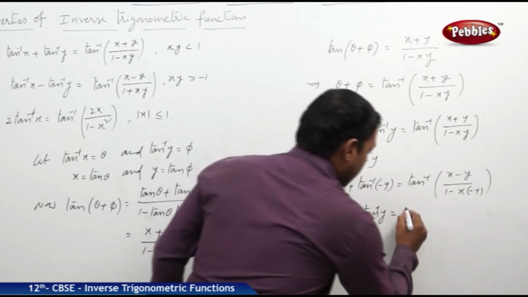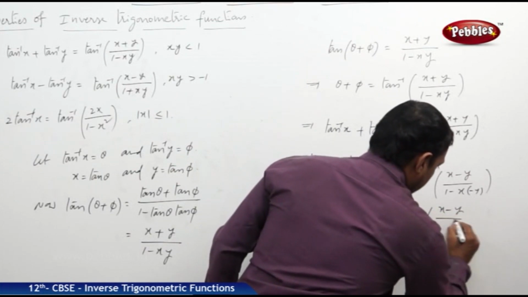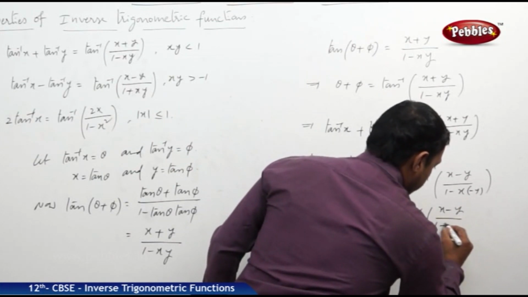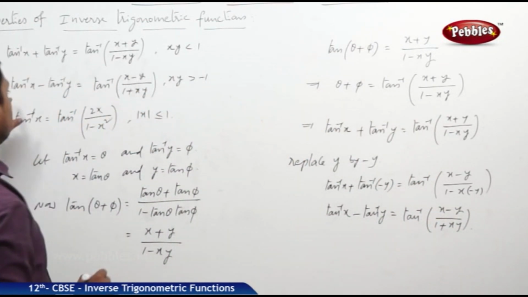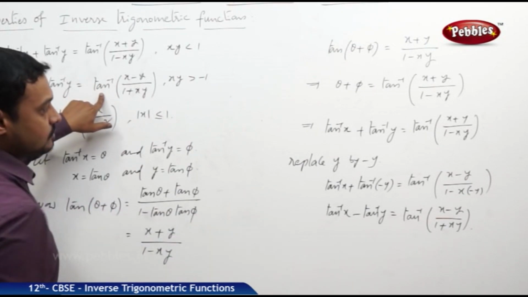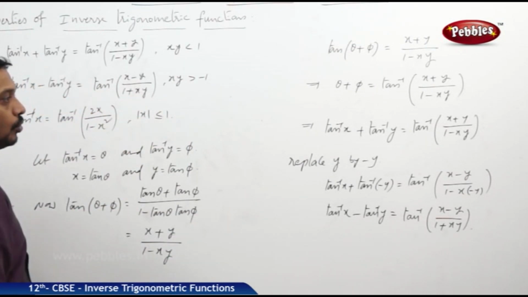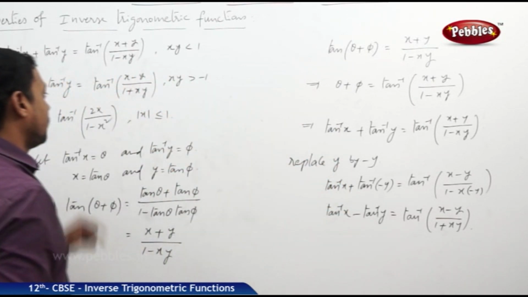Is equal to tan inverse of x minus y by 1 minus into minus, plus xy. So therefore tan inverse x minus tan inverse y is equal to tan inverse of x minus y by 1 plus xy. The second property is also proved. We just replaced y by minus y in the first property.